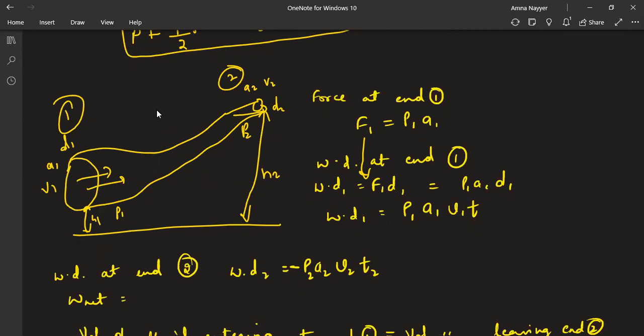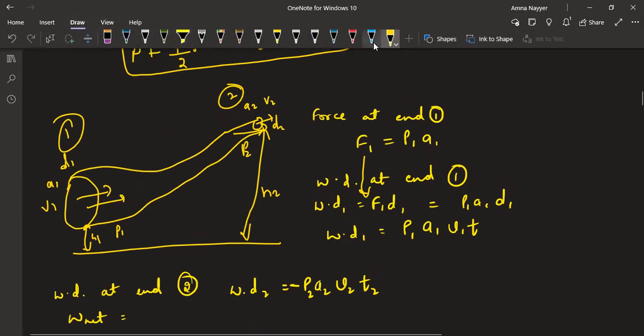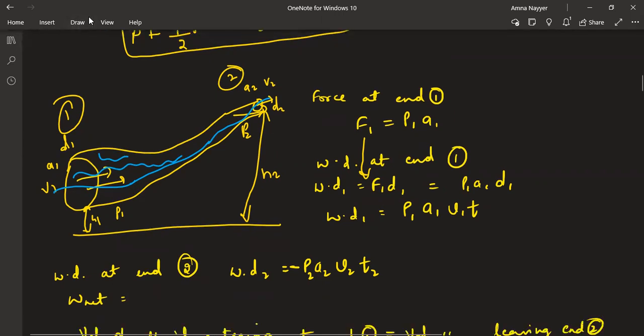Same way, if you want to find the work done at the second end, that will become P2 A2 V2 into T. But there is a difference: there will be a negative sign. Why negative sign? Because here the fluid is going out. That is how you have to remember it for your exam as well. Random motion of fluid. Do not draw a straight horizontal pipe because that will become a special case. We'll do that, don't worry.